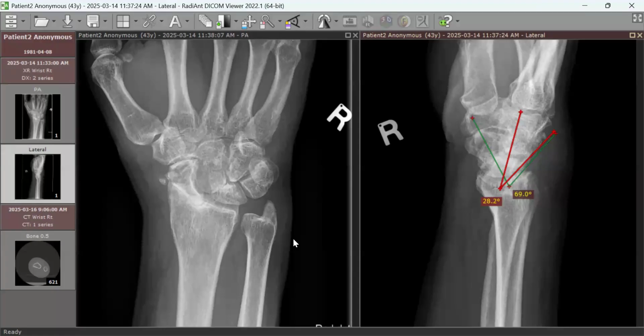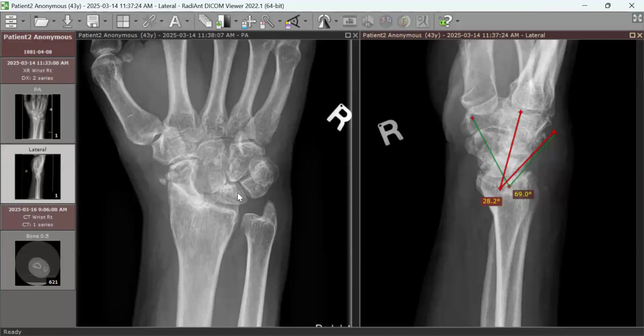scaphoid non-union advanced collapse. This case was meant to show the approach to the radiograph of the joints, and you should have a system. You look at the joint space, loss of joint space, changes going with degenerative disease versus inflammatory disease, erosion versus buttressing changes like osteophytes and secondary sclerosis.